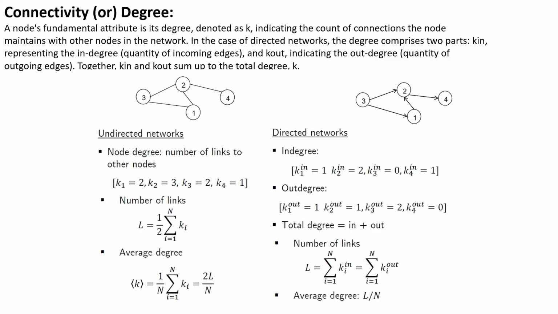As you can see in this graph, this is an undirected graph. The first node has two edges, so its degree is two. The second node has three edges connected, so the degree is three. Similarly with the third and the fourth node.